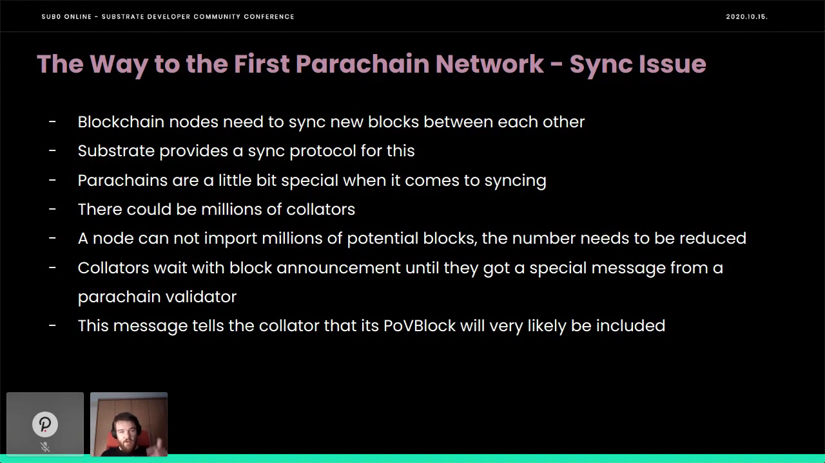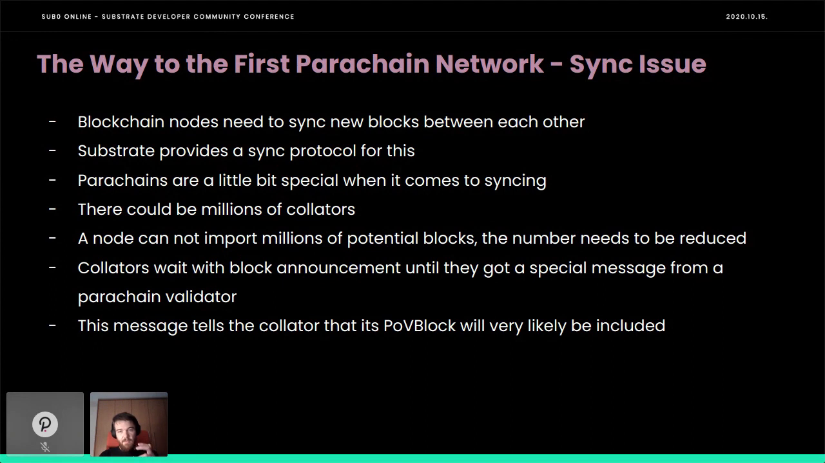So what we're now doing is the collators are waiting with the announcement of their block until they get a special message from the Parachain validator telling them, okay, I validated your block, it's valid, and it's very likely that it will be included in the next relay chain block. So it's the next canonical one.